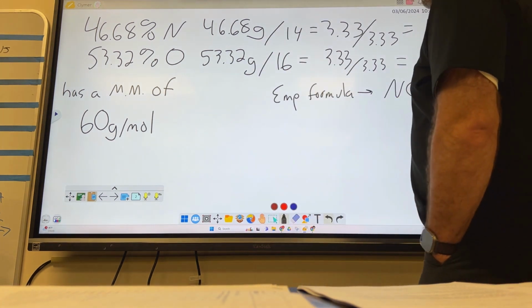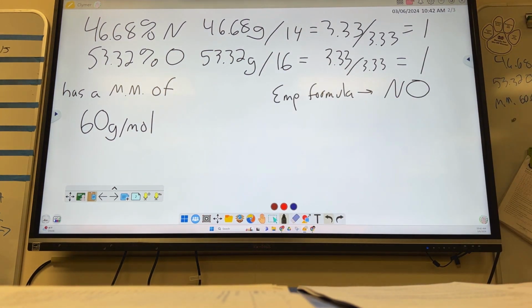It's just NO. Nitrogen and 1 oxygen. Okay, so let's think back to how we did this earlier with CH4. What do we need to solve next? What other number do we need? The molar mass of our empirical formula.